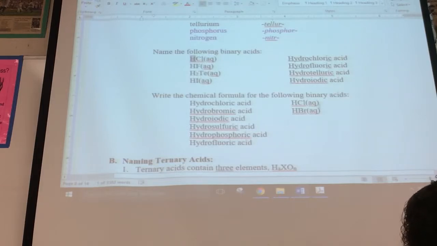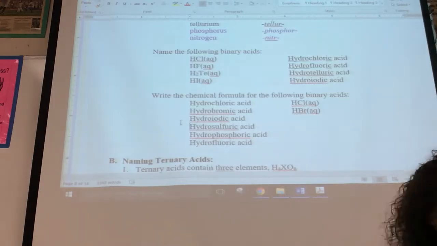If you want to write the chemical formula for the binary acids listed below, this is very straightforward based on what you learned previously with formula writing. Again, if you see hydro, you know it's binary. So hydrochloric acid, this one's already done for you. You're going to have proton, chloride ion from group 17, swap, drop, reduce, and eliminate, hydrochloric acid, aqueous. Same thing with hydrobromic acid from group 17.